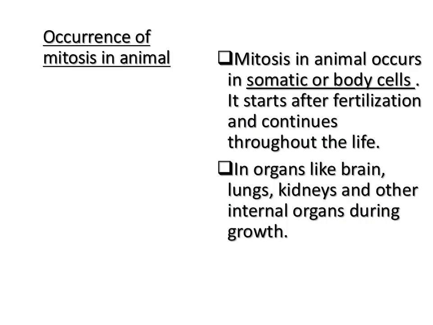Occurrence of mitosis in animals. In animals, mitosis occurs in somatic body cells that are concerned with growth, and it starts after fertilization and continues throughout life. Also, mitosis occurs in organs like the brain, lungs, kidney, and the other internal organs during growth.